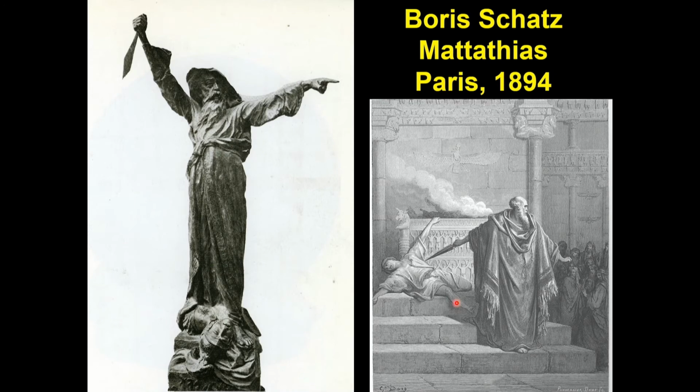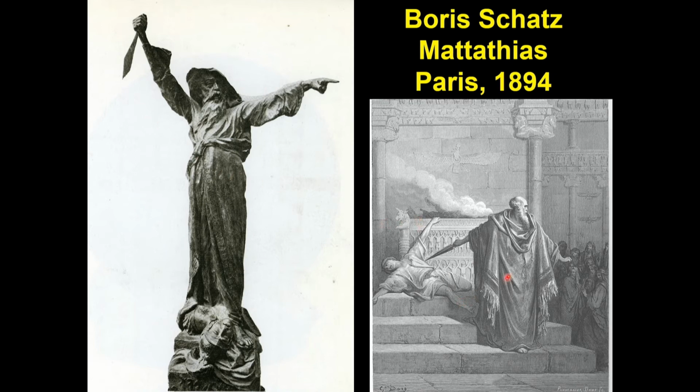So Boris Schatz, even before making Aliyah, before coming to the Holy Land, makes this very famous statue, based again on this ideology that he learned from Herzl, from Ben Yehuda, from Leon Pinsker, and many others who wrote about the Maccabees in this period. And he makes this statue that we see on the left of Mattathias, the father of the five sons. Mattathias is holding a knife and is calling for the revolt.